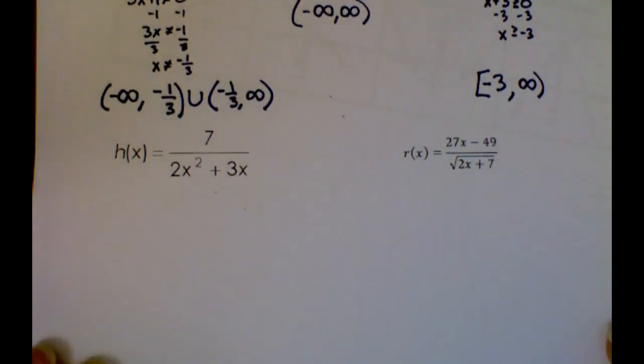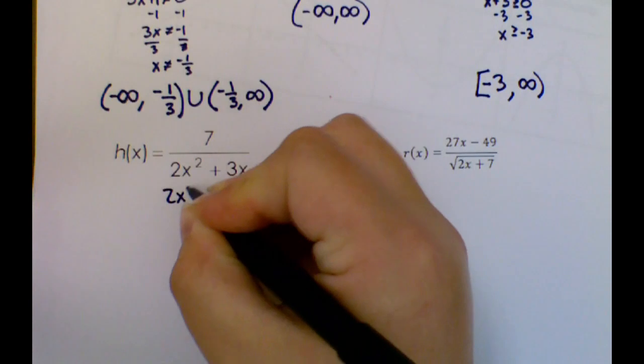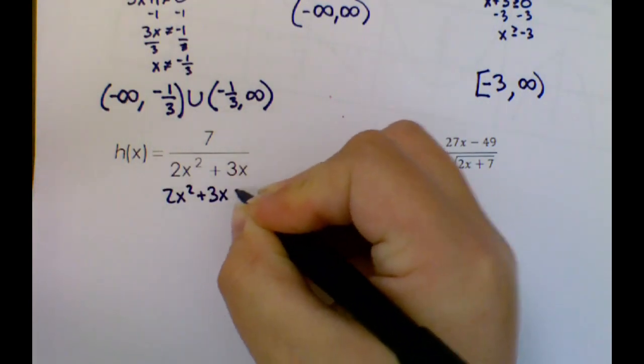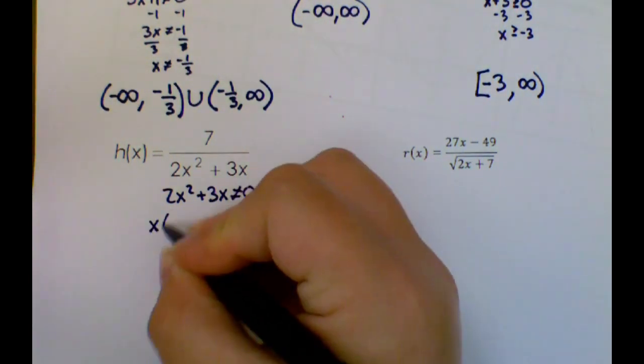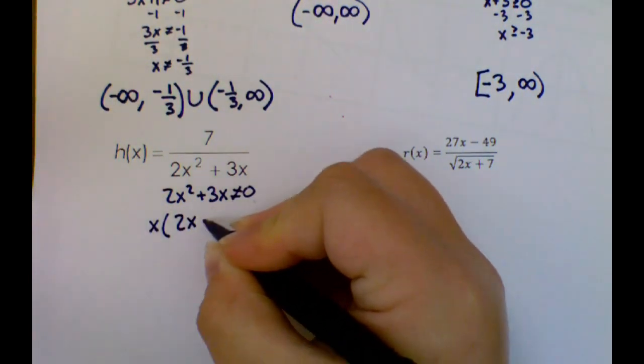For h of x, we have a denominator, so we have to figure out what makes that denominator 0. So 2x squared plus 3x cannot equal 0. This is one where we have to factor. We're going to factor out the greatest common factor of these two terms, which is x. That leaves us with 2x plus 3.